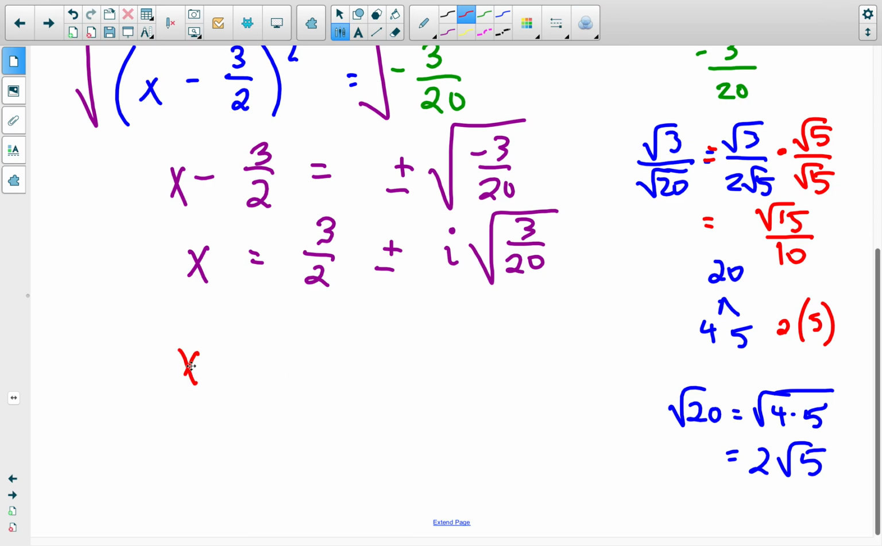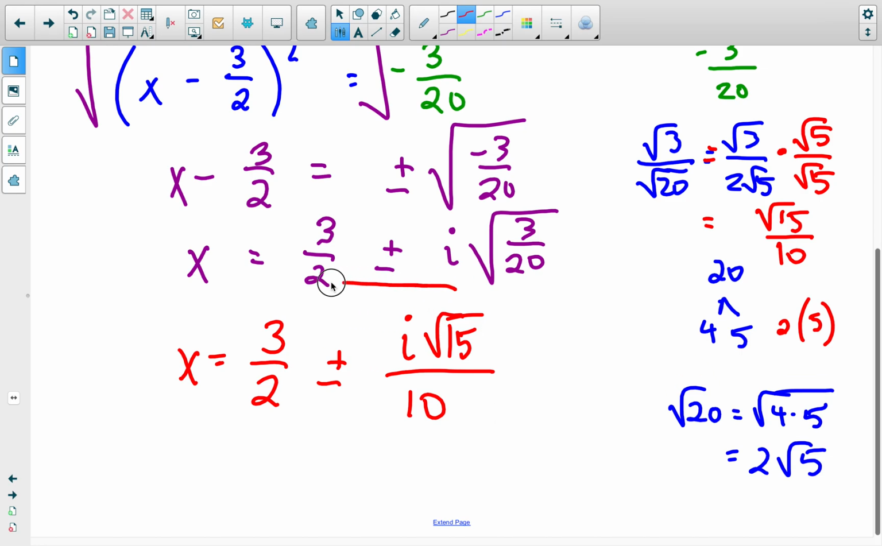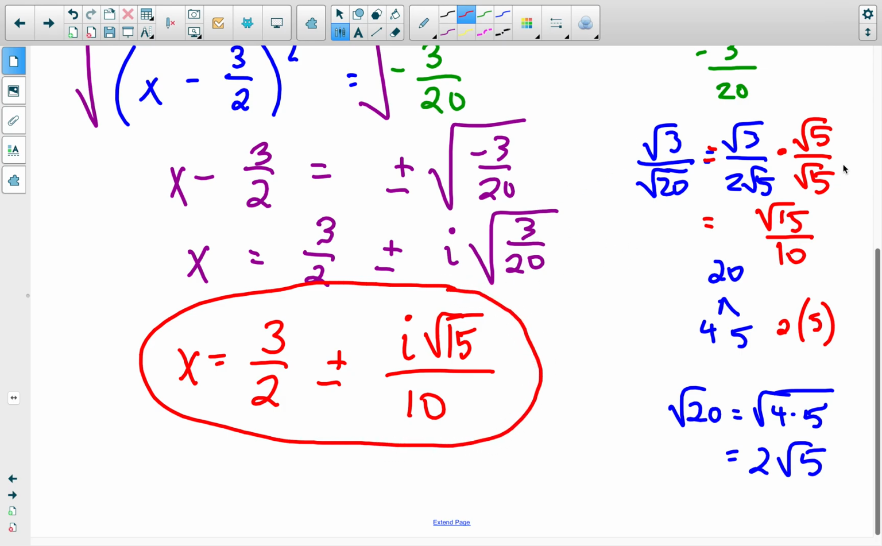Let's see, where does that fall in here? X equals 3/2 plus or minus i √15 over 10. All right, should check out. If you're getting something a little bit different with simplifying that fraction, it's possible that I made a mistake somewhere in here, but I tried to write out my steps to avoid that.